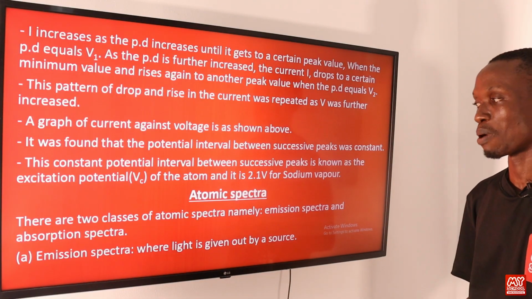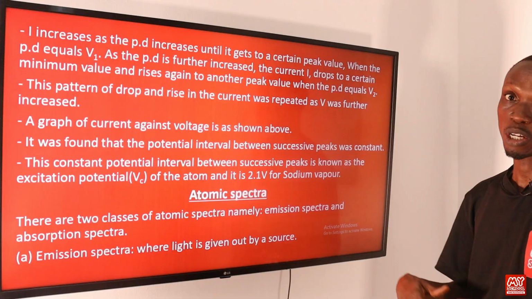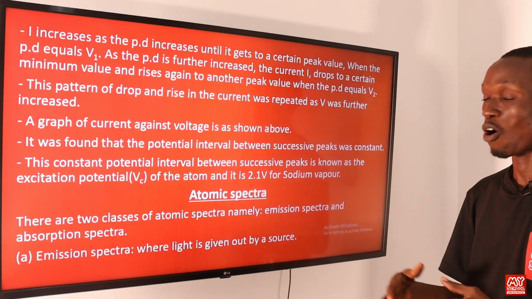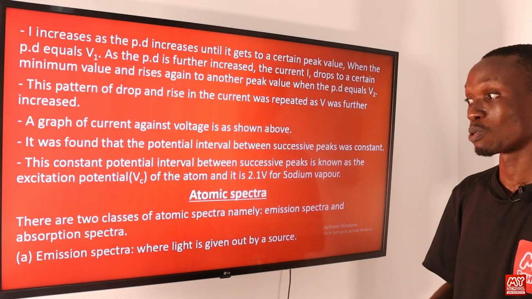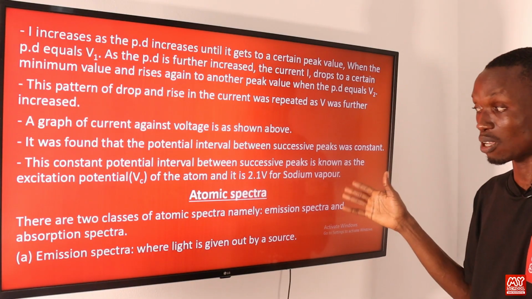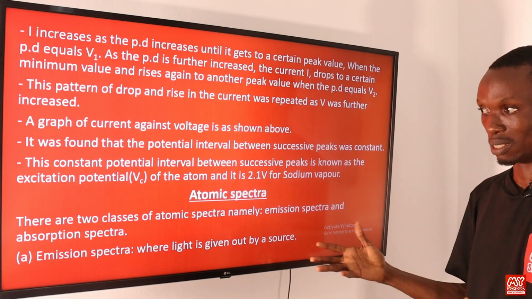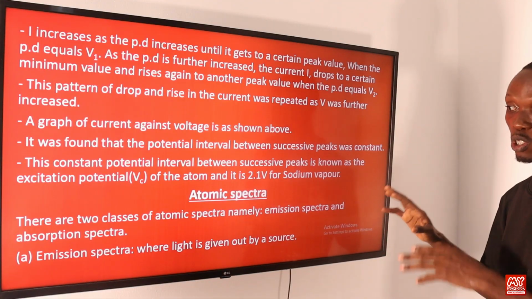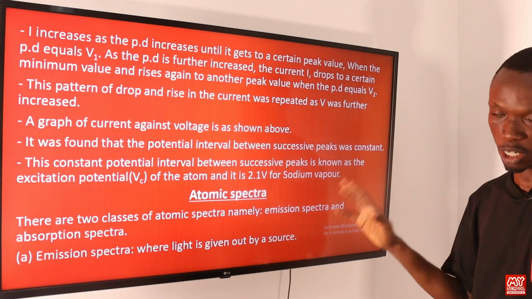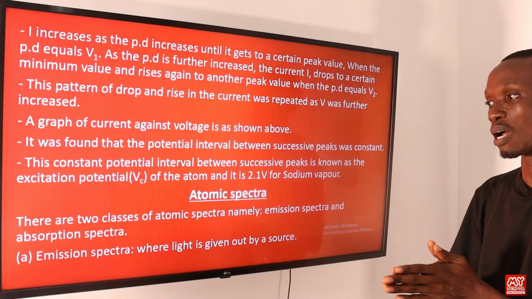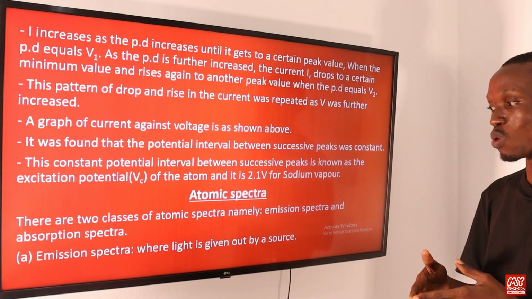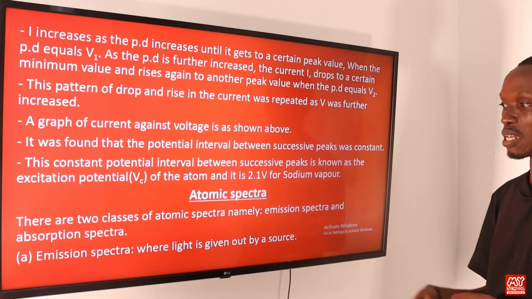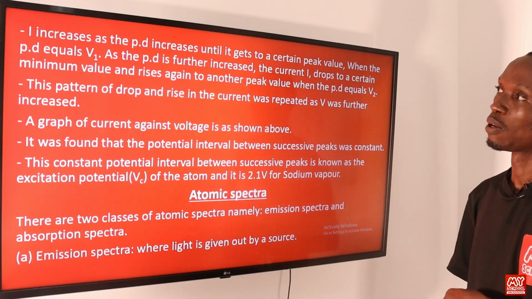Now let's talk about atomic spectra. Atomic spectra simply refers to the characteristic patterns of light emitted or absorbed by atoms. There are two classes of atomic spectra, namely emission spectra and absorption spectra. Emission spectra is where light is given out by a source. Let's move to the next slide to talk about absorption spectra.